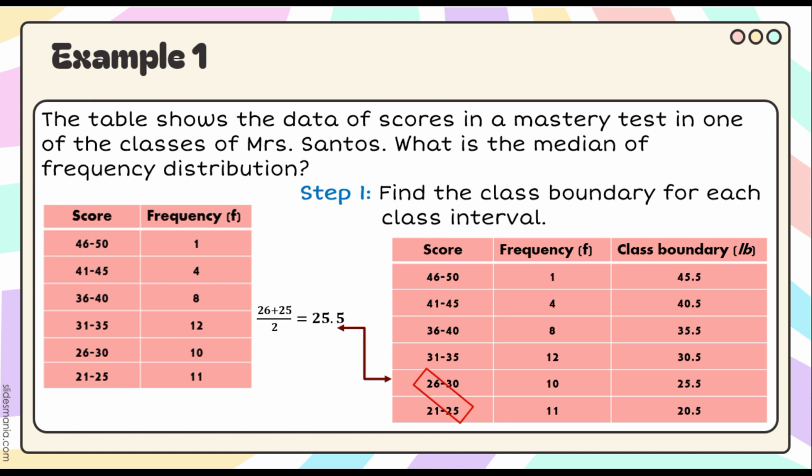So 21 minus 0.5, we have 20.5. 26 minus 0.5, we have 25.5. 31 minus 0.5, we have 30.5. 36 minus 0.5, we have 35.5. 41 minus 0.5, we have 40.5. 46 minus 0.5, we have 45.5.